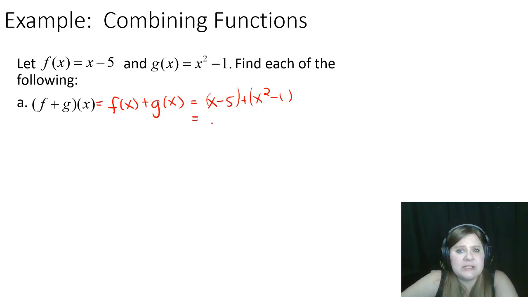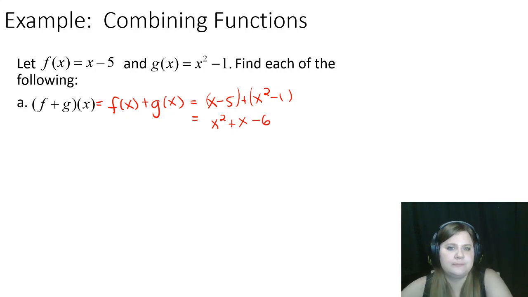I'm going to combine like terms and put them in order. So x squared comes first, x comes second, and then I have minus 5 and minus 1 give me minus 6.